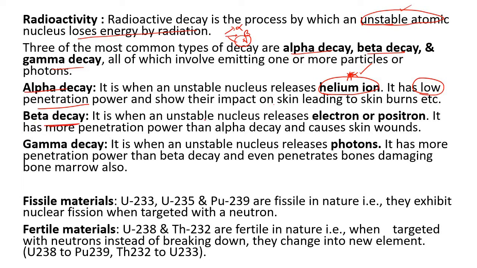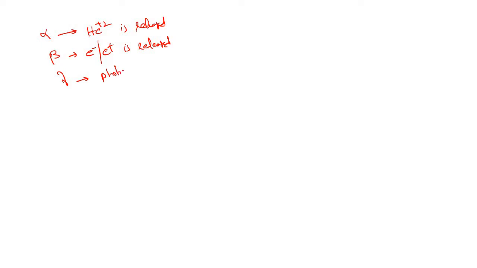In alpha decay, a helium ion is released. In beta decay, an electron or positron is released. In gamma decay, a photon is released. So these are the things we need to remember for prelims: for which decay, which particle is released.